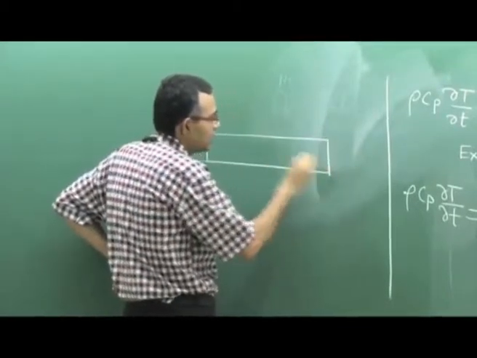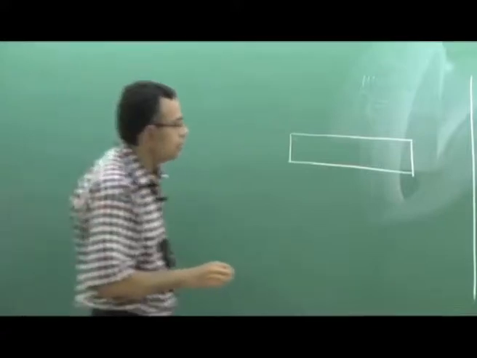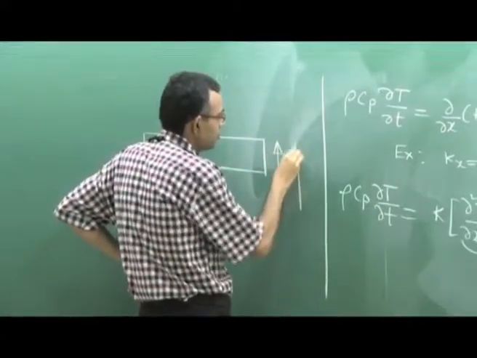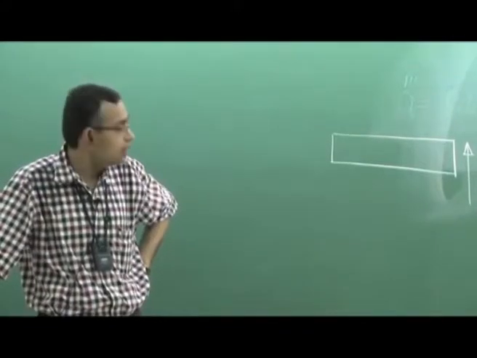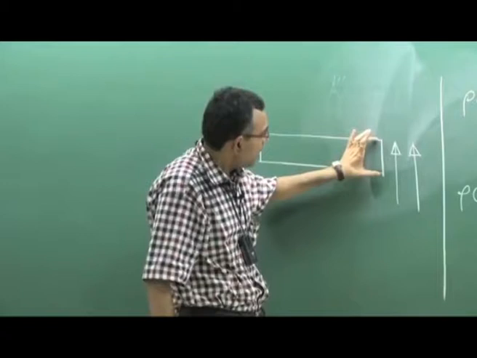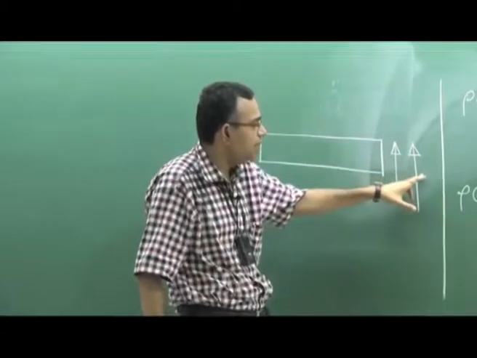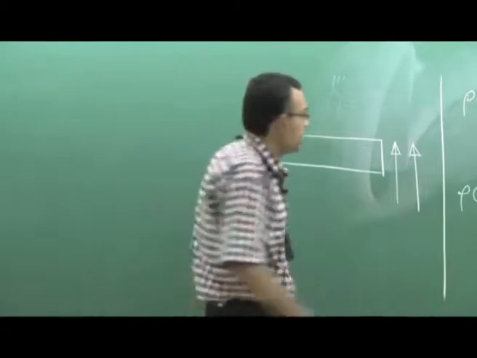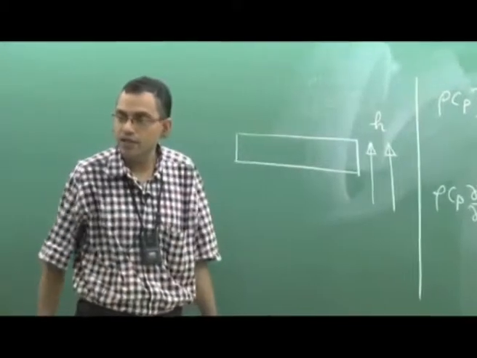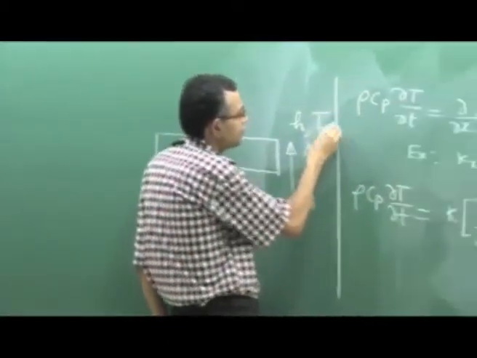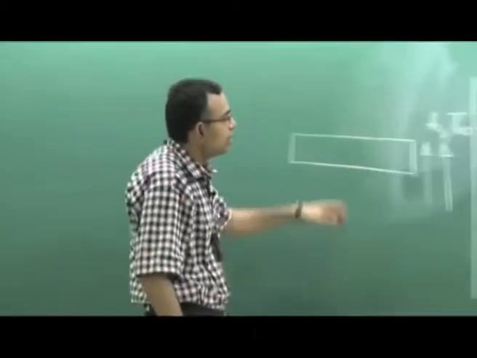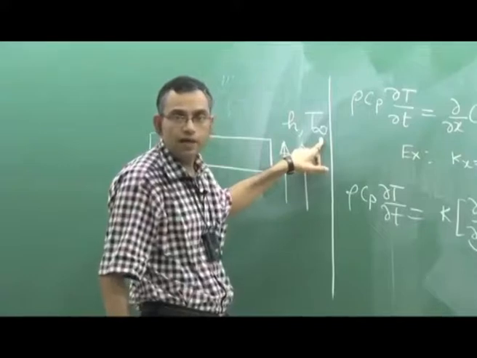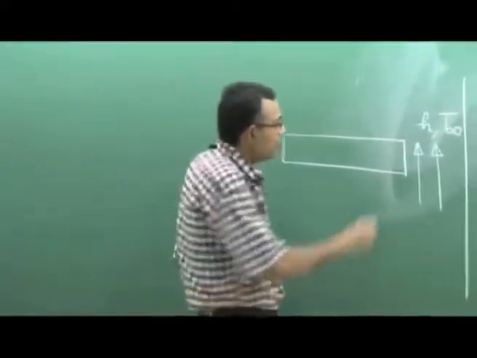Now let us take an example again. Let us say that you have a rod like this, wind is blowing with some velocity, so that this end of the rod loses heat to the ambient by convection. Let us say that the convective heat transfer coefficient is h and the ambient temperature is T infinity. So h is the convective heat transfer coefficient and the ambient temperature is T infinity. So what is the boundary condition here?